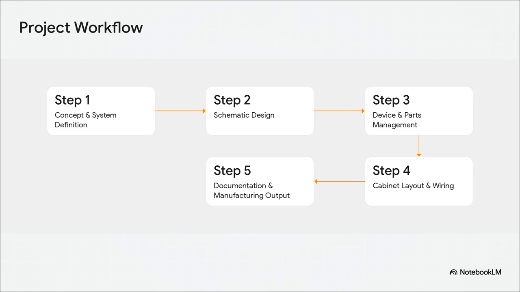You define the system, set your standards. Then you get into designing the schematics. And as you do, that central database starts filling up with intelligent data. After that, you're managing the actual real-world parts, laying out the physical cabinet, and then, this is the best part, with just a couple of clicks, EPLAN automatically generates all the documentation. We're talking bills of materials, wiring lists, everything the manufacturing team needs to build it right the first time.